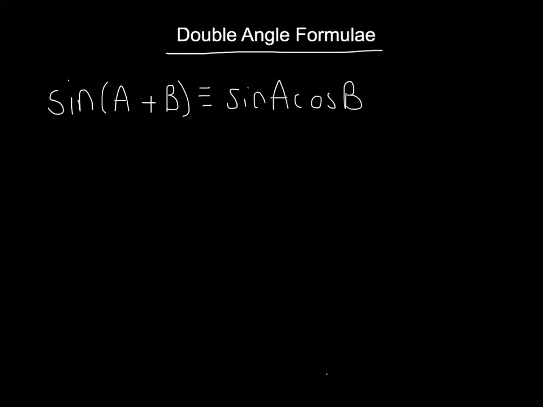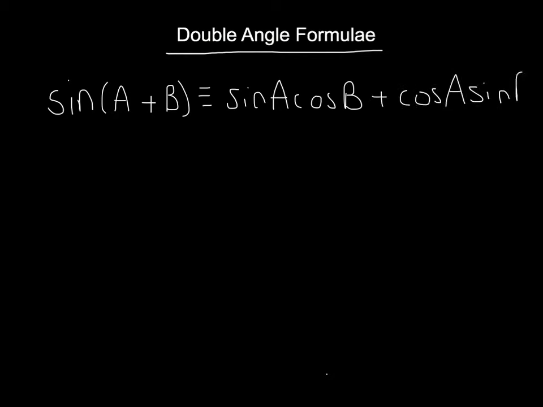Hi guys, what we're going to look at today is some double angle formulae. The first one is a simpler way to rewrite this equation. We've already looked at the identity: sine A plus B is the same as sine A cos B plus cos A sine B.